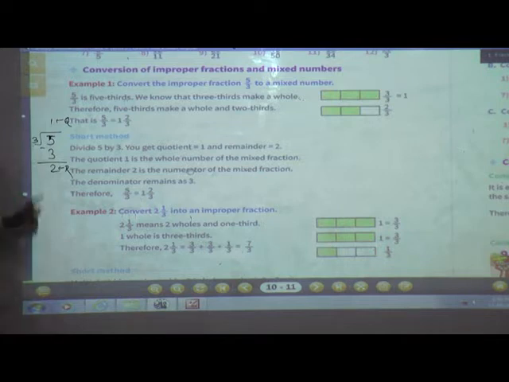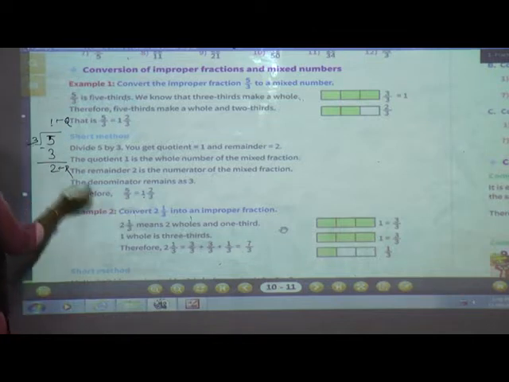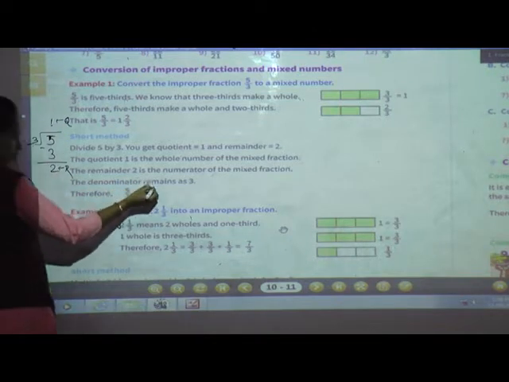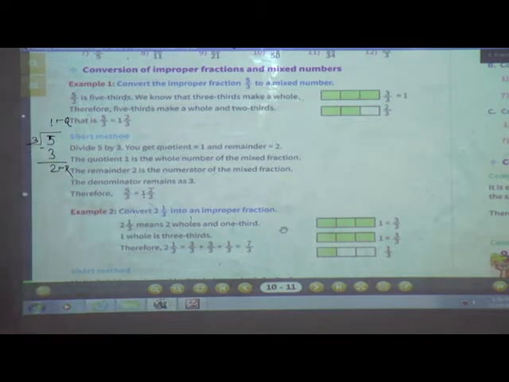So the quotient 1 is the whole number of the mixed fraction, and the remainder 2 is the numerator of the mixed fraction, and the denominator remains 3 only. So therefore for 5 upon 3 we have to write the whole number first, 1, and the remainder should come in the place of the numerator, and the 3 will remain in the denominator's place. Are you getting? Yes students, is that clear? Short method?